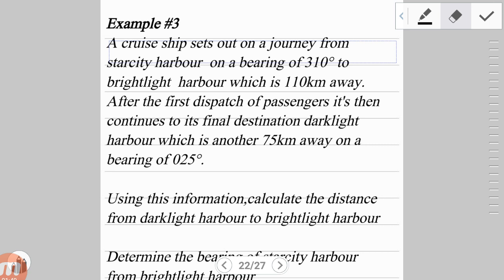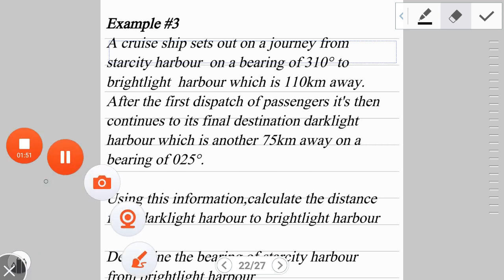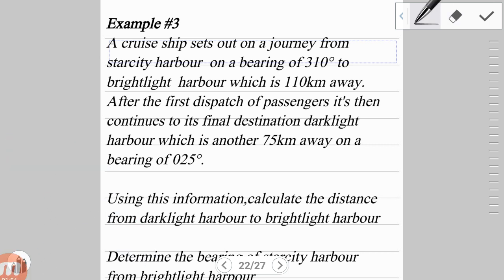So we're going to start off with this very interesting question here. In this question, a cruise ship sets out on a journey from Star City Harbor on a bearing of 310 degrees to Bright Light Harbor, which is 110 kilometers away.